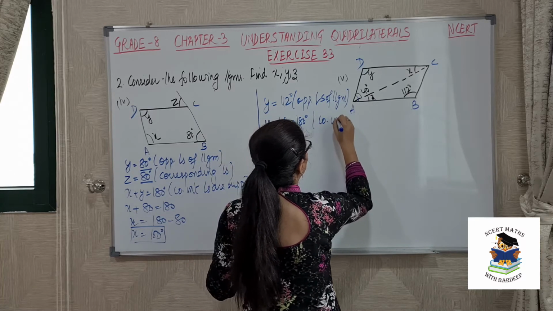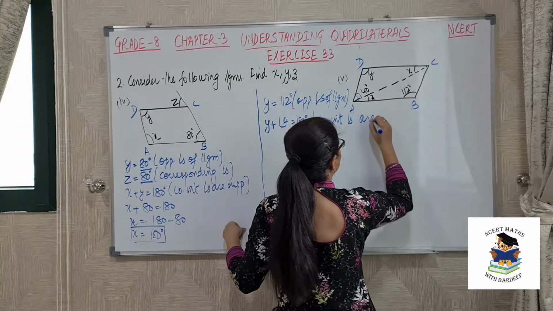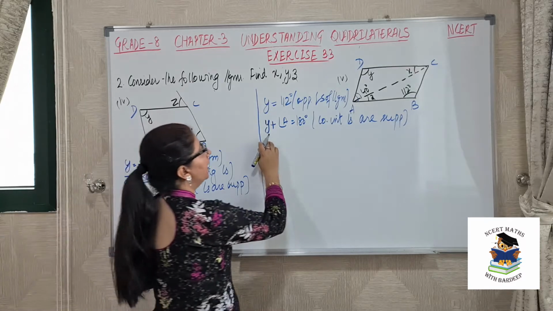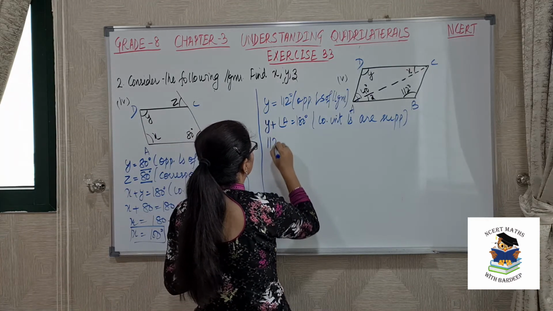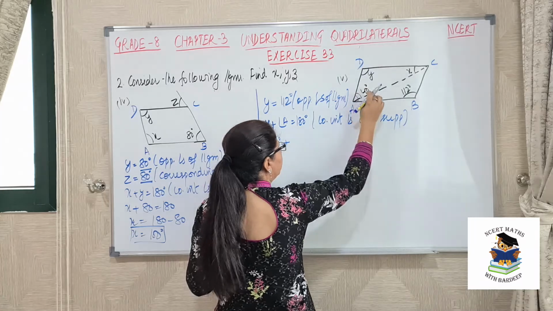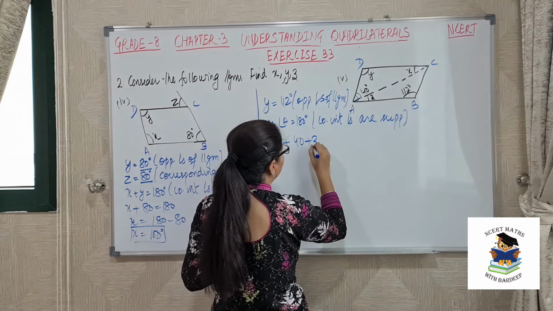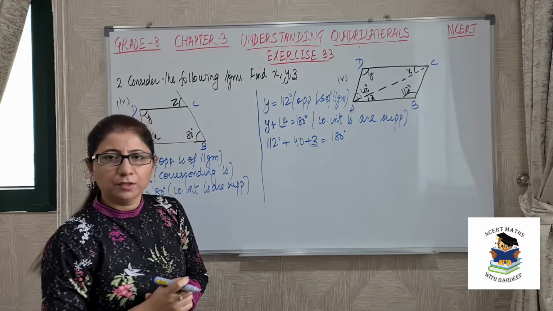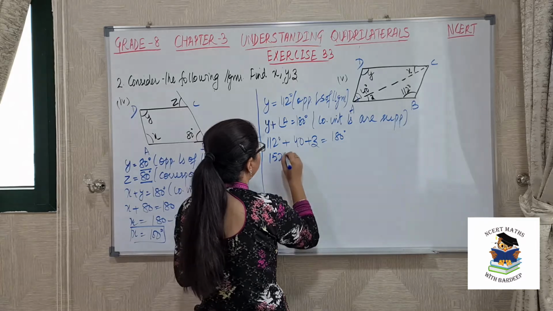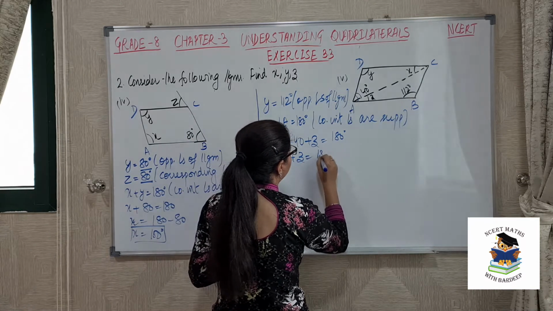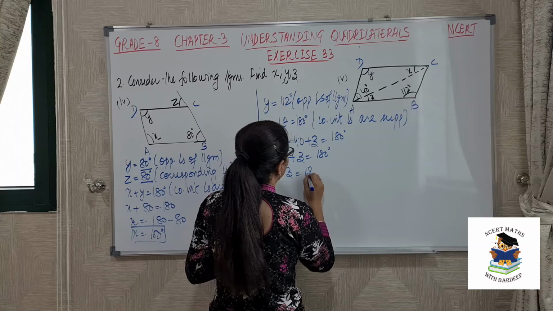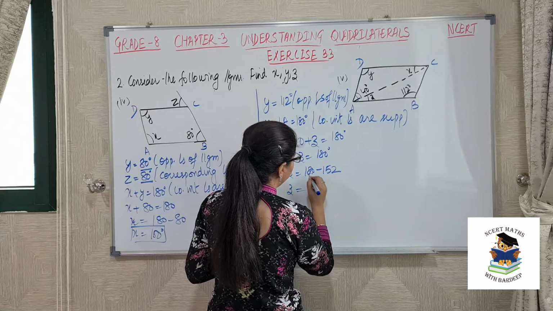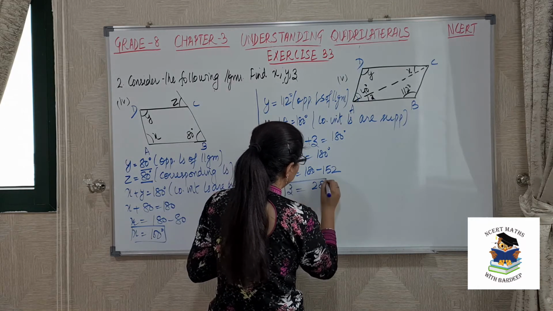Reason is co-interior angles are supplementary. Okay, so y is 112 degree, A is 40 plus z, and this is equal to 180. So 112 plus 40 is 152. So 152 degree plus z is 180. Then what is z? 180 minus 152. So z is equal to 28 degree.